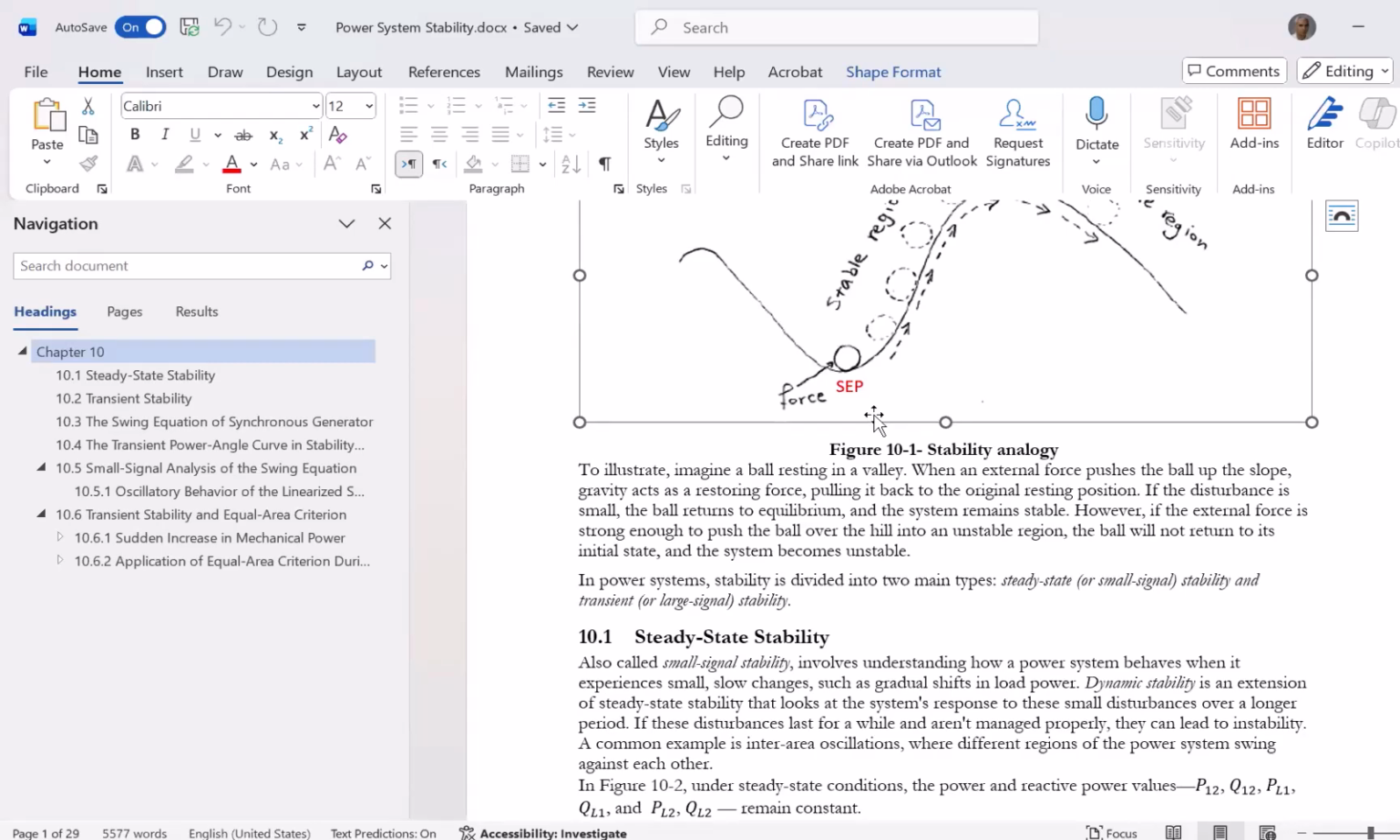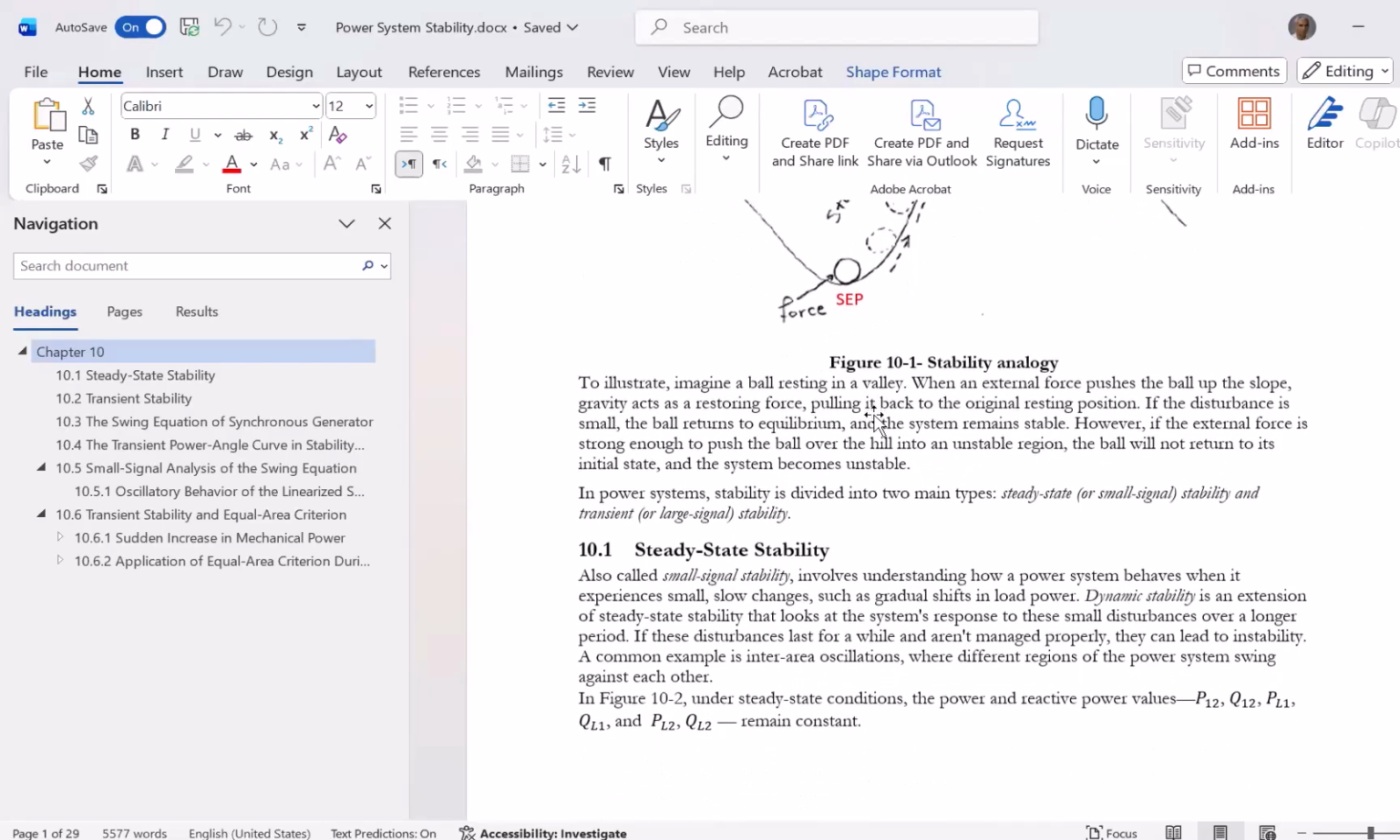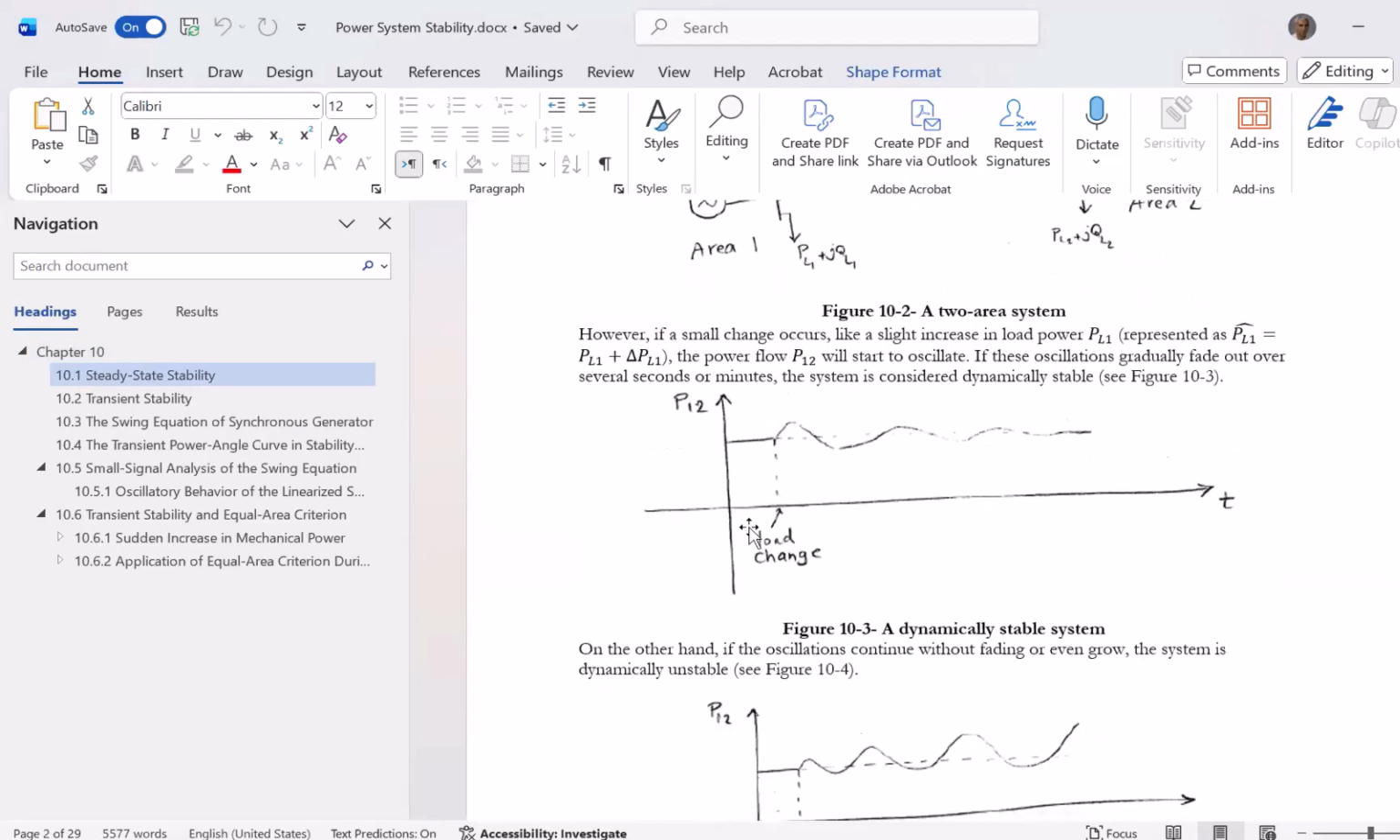Although there are some transactions of power between these two areas, with the smallest disturbance on either side, there could be some oscillations seen on the power that is being transferred from one area to the other. And over time, these oscillations could get bigger and bigger. So these are what we call inter-area oscillations. And that's a good example of steady state stability conditions. This is an example of what I just said.